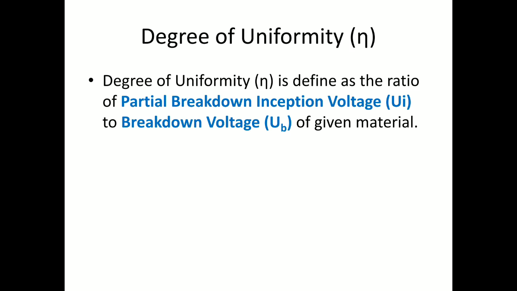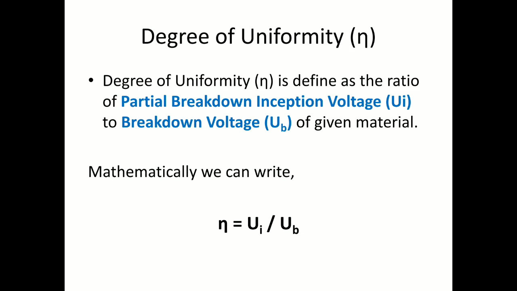So the ratio of Ui to Ub is known as the degree of uniformity, indicated by the symbol eta. Mathematically we can write eta is nothing but Ui by Ub.